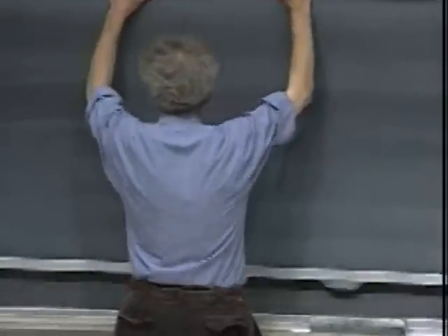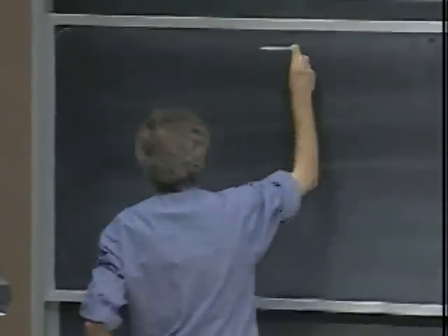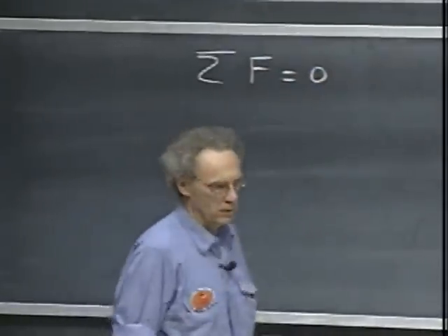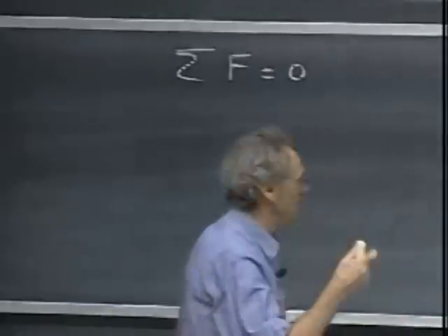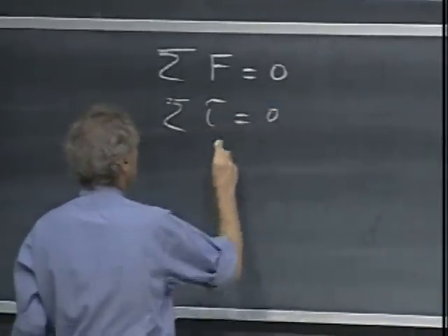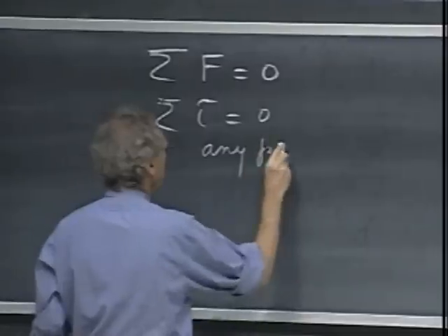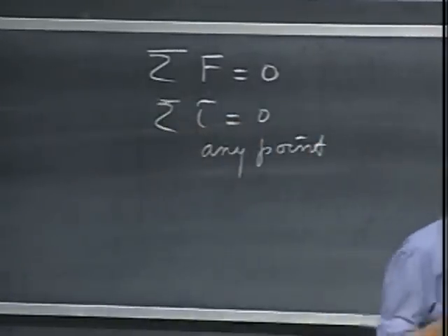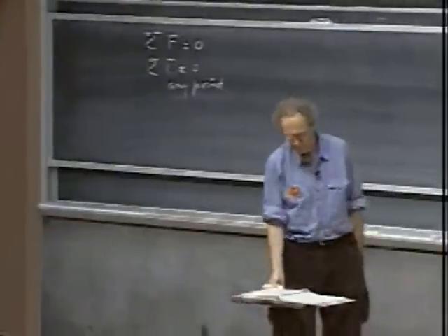Today I want to discuss in detail what it takes for an object to be in complete static equilibrium. For an object to be in static equilibrium, it is not enough that the sum of all forces is 0. But what is also required is that the sum of all torques relative to any point that you choose is also 0. And that will be the topic today.